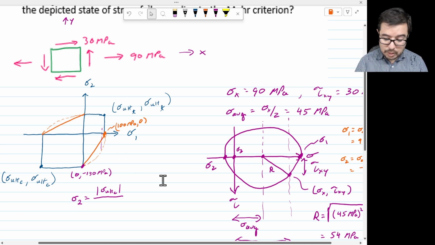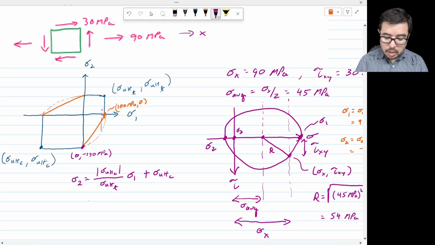So that's going to be the sigma ultimate tension times the sigma 1, that's essentially the x parameter, right? And then we have a y-intercept, and that's at minus 150 megapascals. So that actually ends up being plus sigma ultimate c.